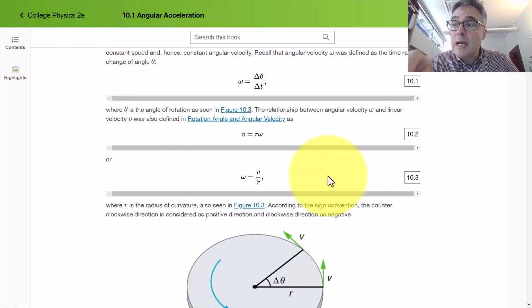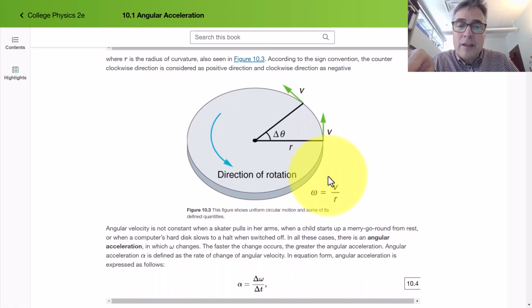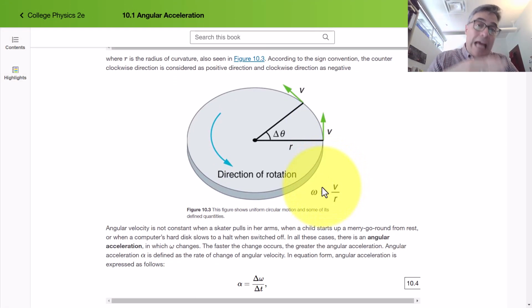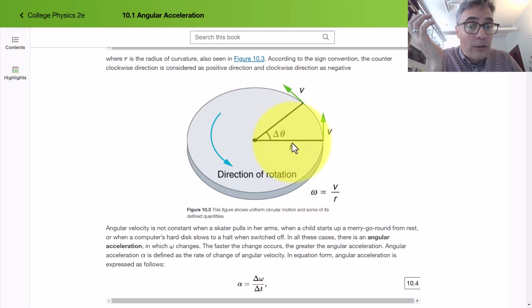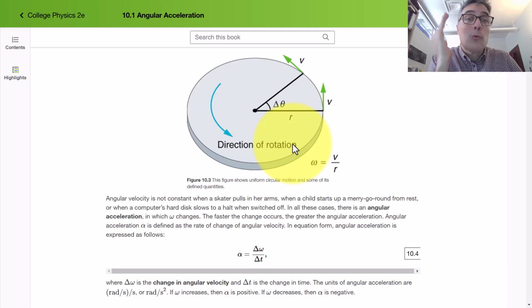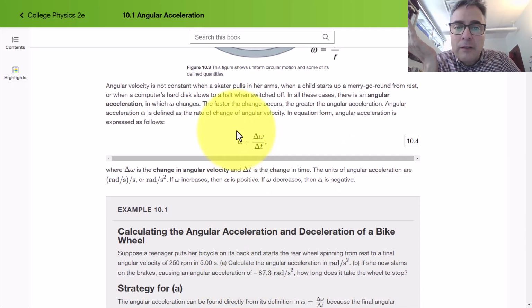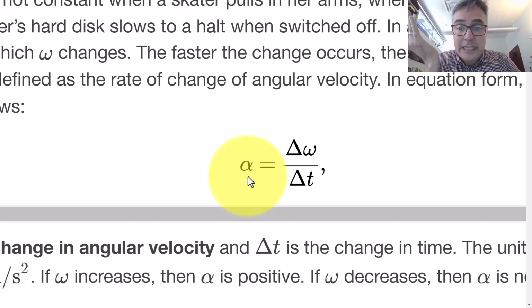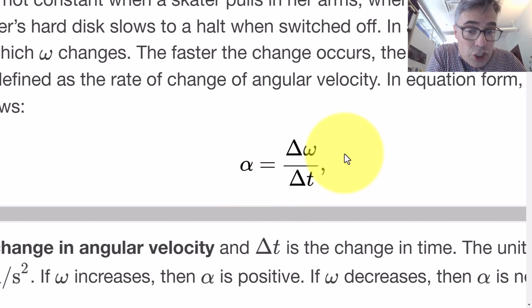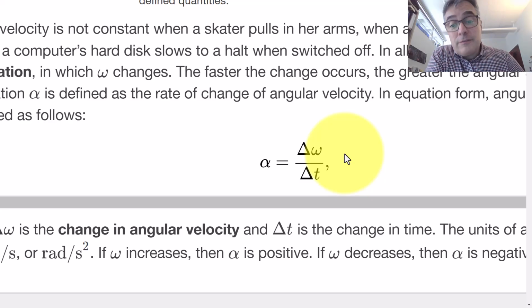So up in section 10.1, the idea here is that now that we have this instantaneous angular velocity, there can be a rate of change of angular velocity. And so they define this quantity alpha. Angular acceleration is the rate of change of the angular velocity.